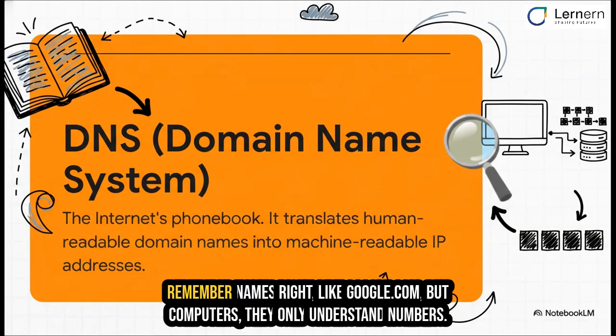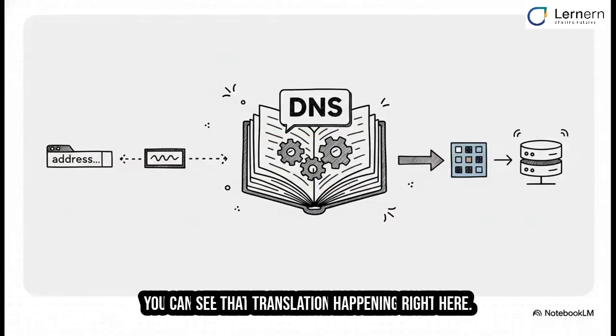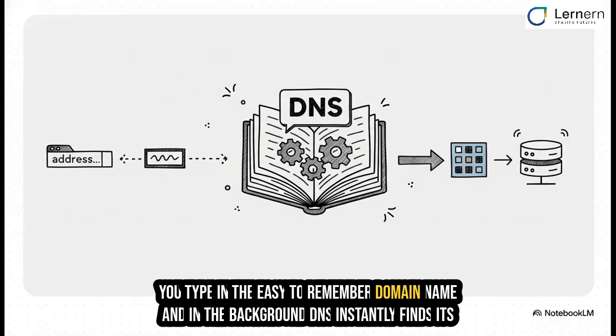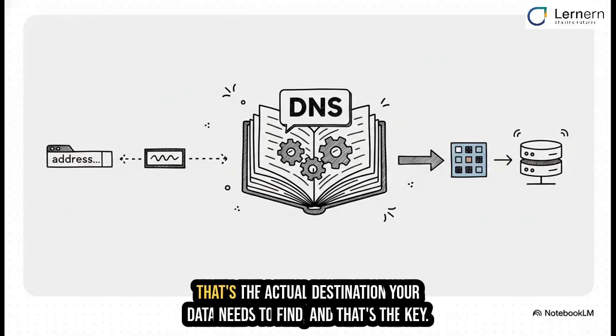We humans, we remember names, right? Like Google.com. But computers, they only understand numbers. DNS is the service that looks up that name and finds the right number for your request to call. And you can see that translation happening right here. You type in the easy-to-remember domain name, and in the background, DNS instantly finds its matching numerical IP address. That number, that's the actual destination your data needs to find.